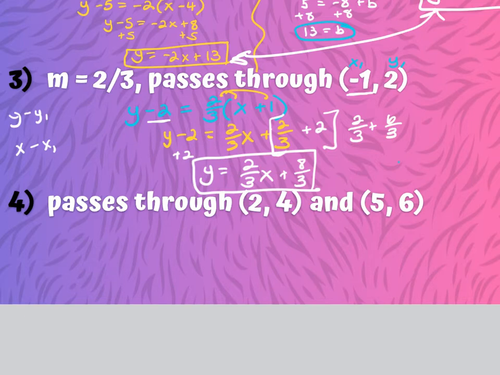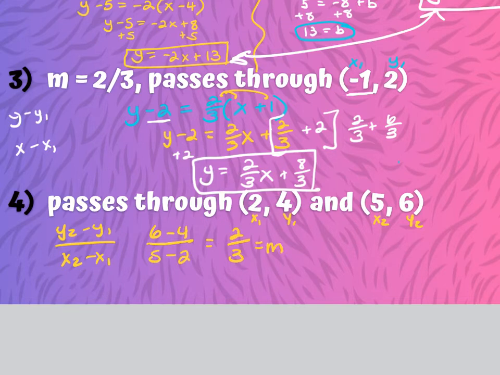Okay. All right, now this fourth one, we said first, we've got to find our slope. We're not given the slope yet, right? So y2 minus y1 over x2 minus x1. This could be my x1, y1, and x2, y2. Again, doesn't matter as long as the numbers match. So I get 6 minus 4 over 5 minus 2. 2 over 3 is my slope.